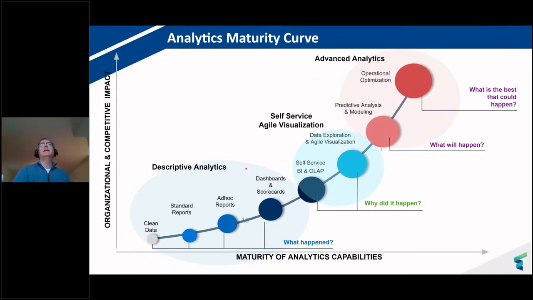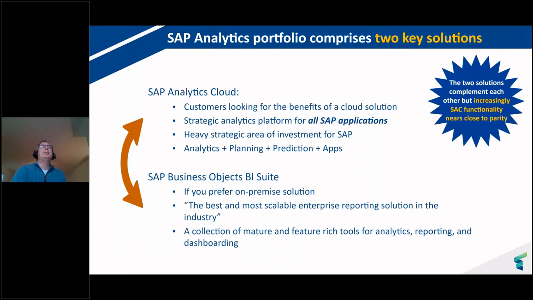So SAP, I should say, is really providing the best of both worlds with this two-tier strategy that they have in place today. The first being business objects. I'll start down here. If you prefer an on-premise solution, it is the most scalable enterprise reporting solution according to SAP. It has a collection of tools that are very feature rich and very mature, especially with the 4.2 and now 4.3 release. We've seen a lot of the kinks that 4.0 had years ago resolved, and a lot of value being driven from a business objects BI suite.